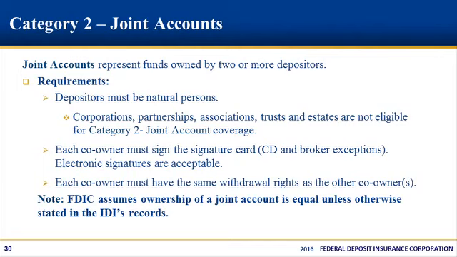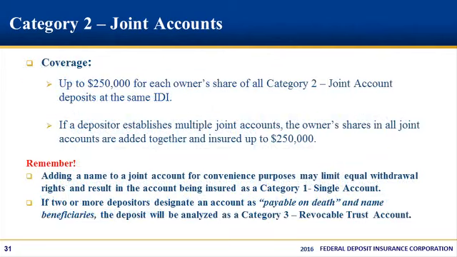And the last issue to consider is that the FDIC will assume the ownership among all owners of a joint account is equal unless otherwise stated in the bank records. If the requirements for joint ownership account coverage are met, then the FDIC deposit insurance coverage is up to $250,000 for each owner of Category 2 joint account deposits. If a depositor establishes multiple joint accounts in a bank, the owner's specific ownership interests in all joint accounts are added together, and this combined ownership interest is insured for up to a maximum of $250,000.